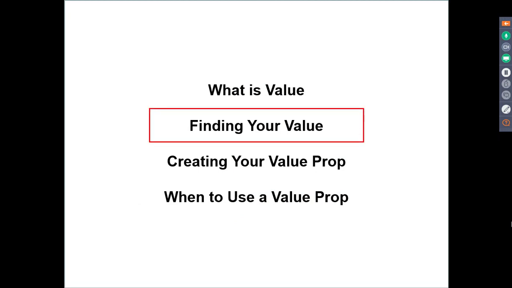All right, so hopefully that gives you an idea of what value is and why you should care about it and communicate it. Now let's talk about how you can figure out what your value is. And I'll point out that this is a very challenging thing. We help our customers at SalesScripter through this process a lot.